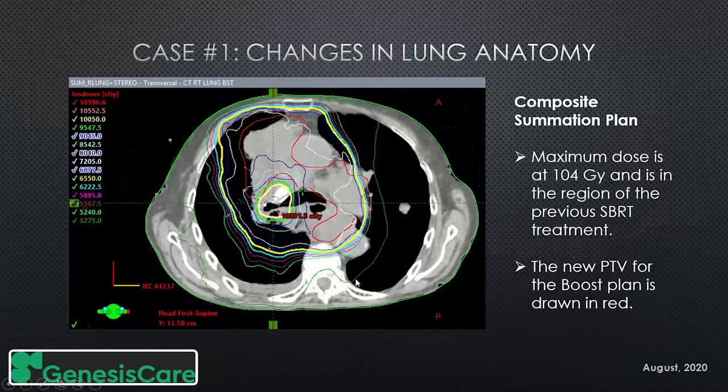I know this is a busy slide. This just shows the overlay. It's a summation plan that shows the initial SBRT volume as well as the current treatment volume. The red line, if you can follow that, is the actual revised PTV for the boost. Now, the maximum dose is going to almost 104 gray. So again, it's very important that we follow this closely to make sure that we don't cause problems in the patient due to tissue necrosis.